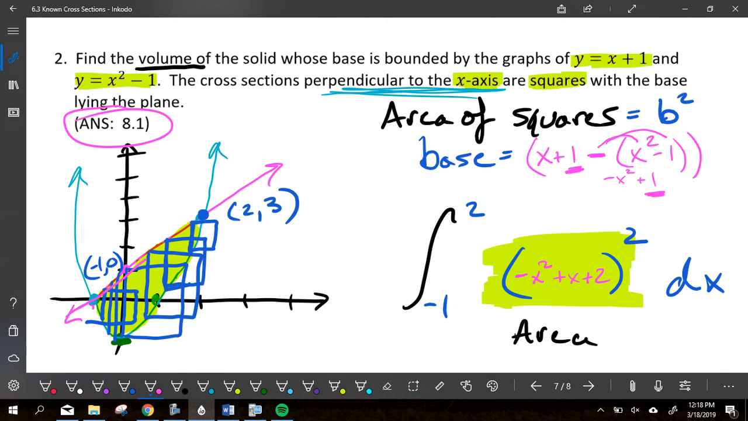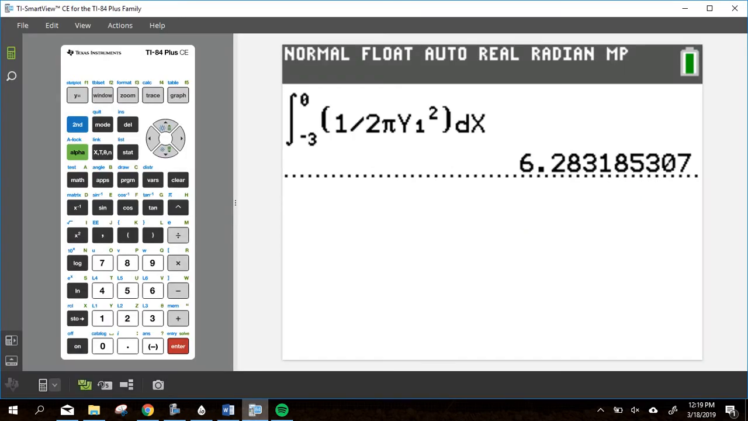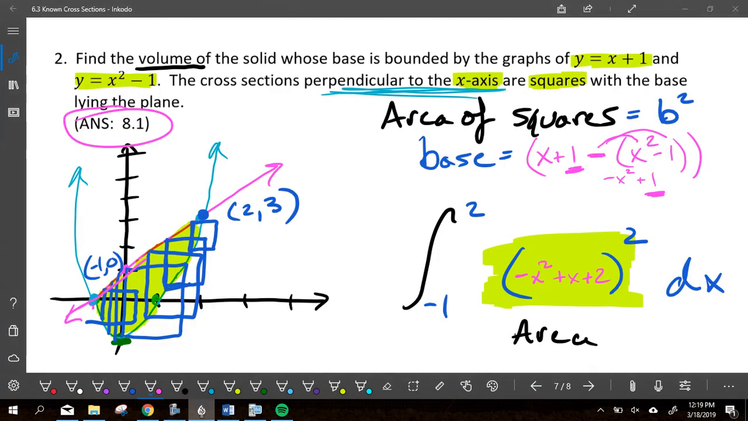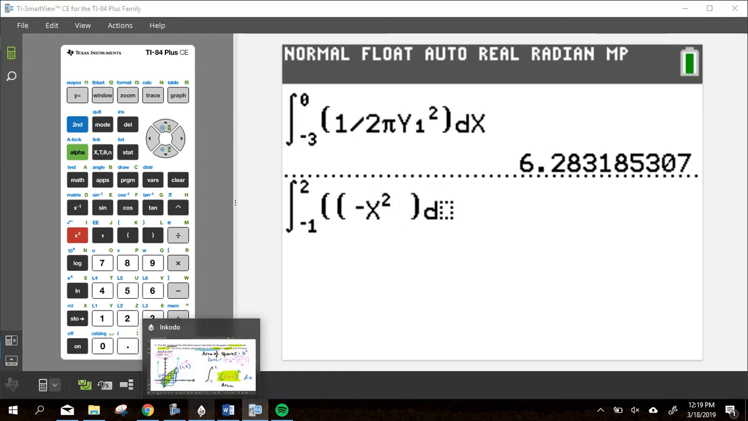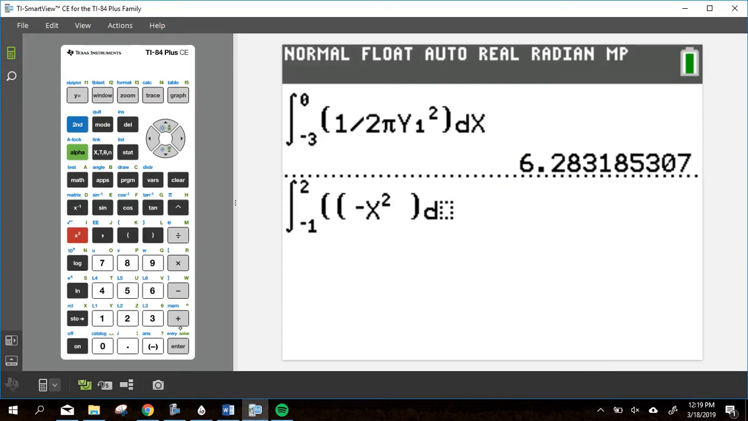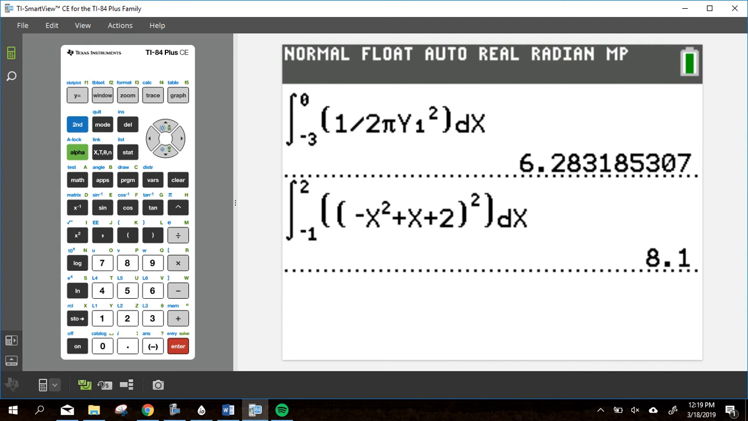Type that in and see if you can get it. So I'm going calculator. Math 9. I'm integrating from negative 1 to 2. In parentheses, I am taking negative x squared plus x plus 2. Close the parentheses, square it. I throw a dx at the end. I hit enter. I get 8.1 just like I thought I was going to.